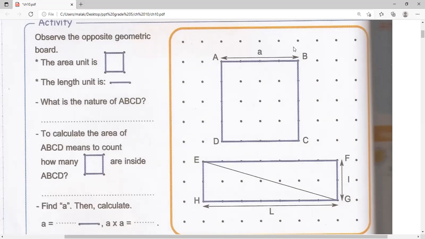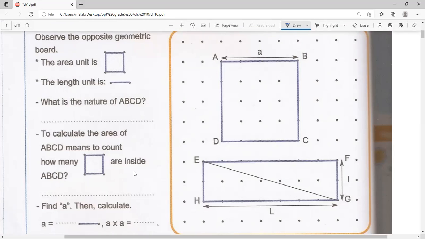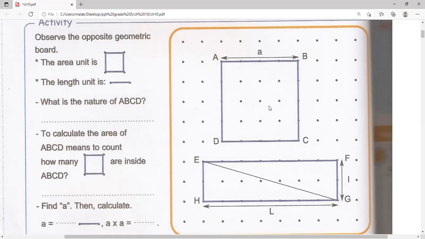Okay. Now in this lesson, we will take 3 rules. You will deduce them from this activity. I will not do these questions, I will just explain here on these 2 figures. You will deduce 3 rules. The first rule is about the area of a square. The second one, rectangle. And the third one, a right triangle, meaning it has a right angle.